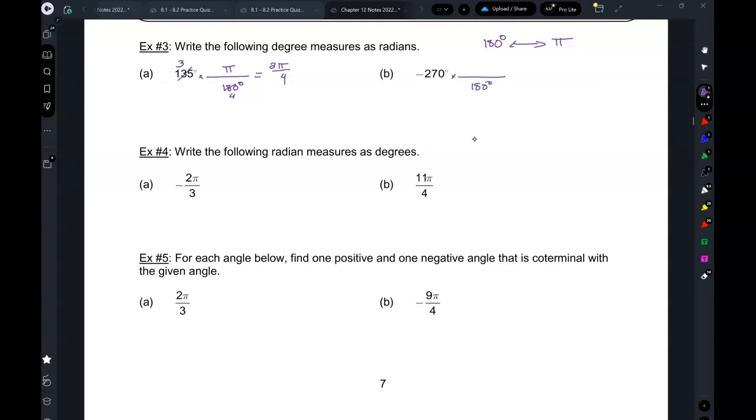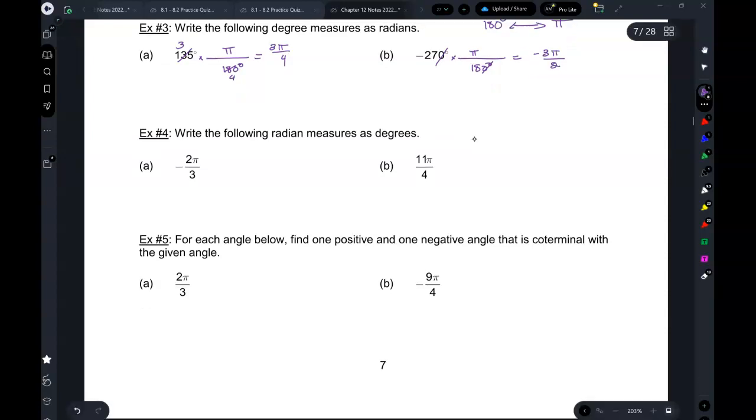Negative 270 times a fraction bar. Oh, we're not supposed to... No. Listen, when it says in radians, leave it in terms of pi. 180 goes here, pi goes over here. The zeros go away, and then you can divide by 9. So negative 3 pi over 2. Now let's convert these. Now we have pi in the numerator. Pi goes here, 180 goes there. They cancel. I got 60, so this is negative 120.